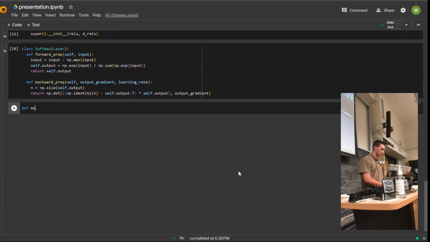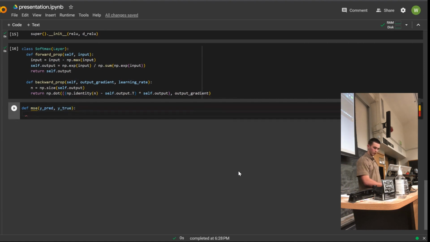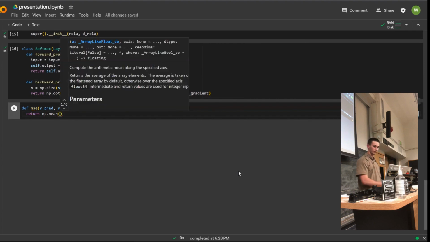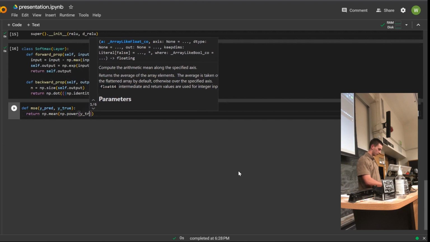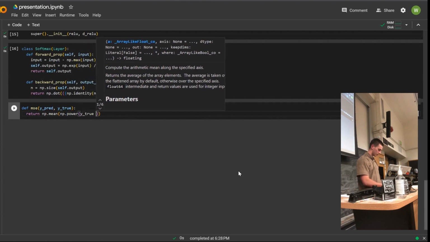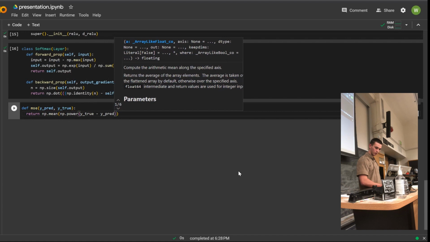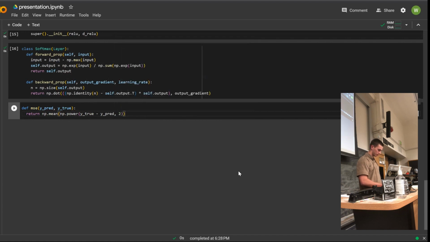Now, finally, we need to define our cost function, right? And so this is the mean squared error. So given some prediction and given some actual value, it's the average of the squared differences. So this is np.power. Okay, that's our MSE. And then we also need the derivative of our cost function.